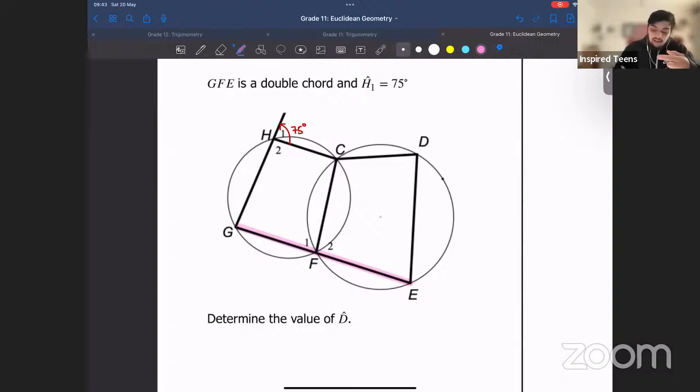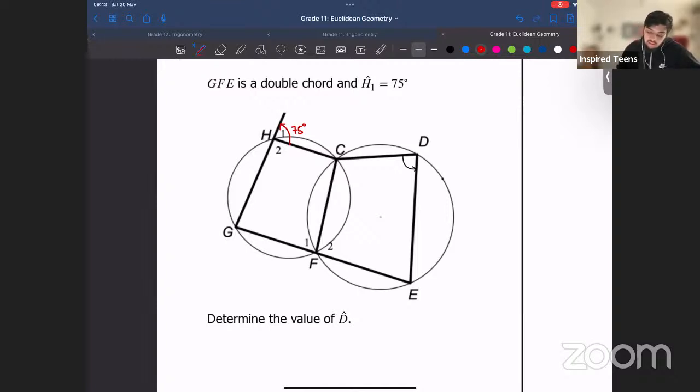So it's a straight line and it forms a chord in the first circle and it forms a chord in the second circle. So that's what they mean. Determine the value of D. They want us to calculate that value.